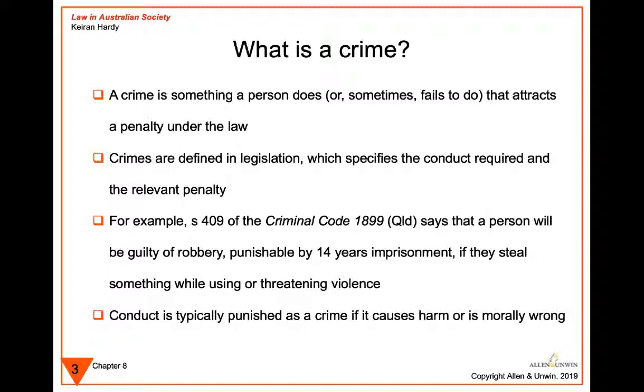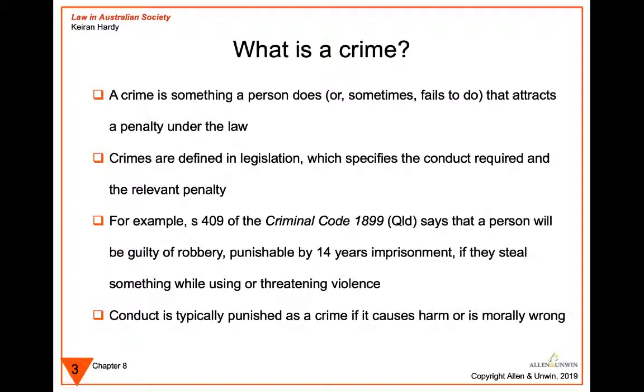I say sometimes fails to do because occasionally it can be a criminal offence to omit to do something, but this is rarer. This is a very legal way of defining what a crime is. A crime is conduct that is called a crime under the law. But the bigger question is, why is some conduct considered a crime?